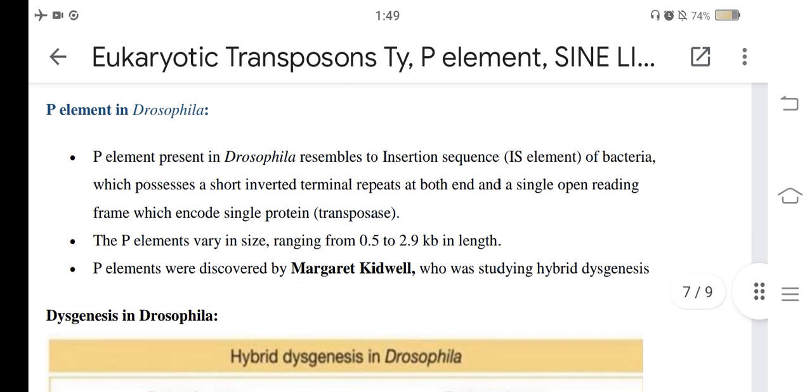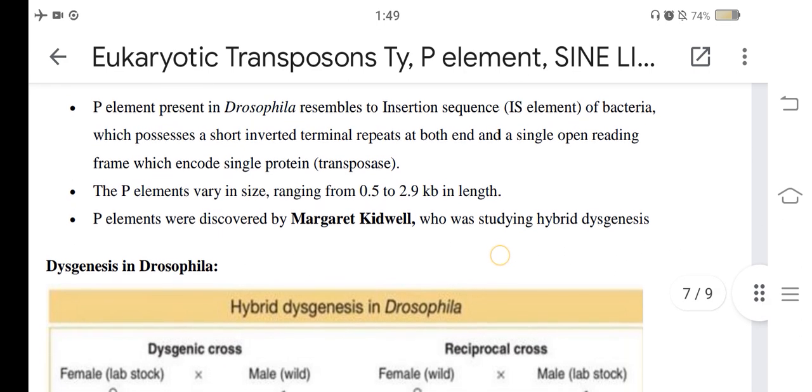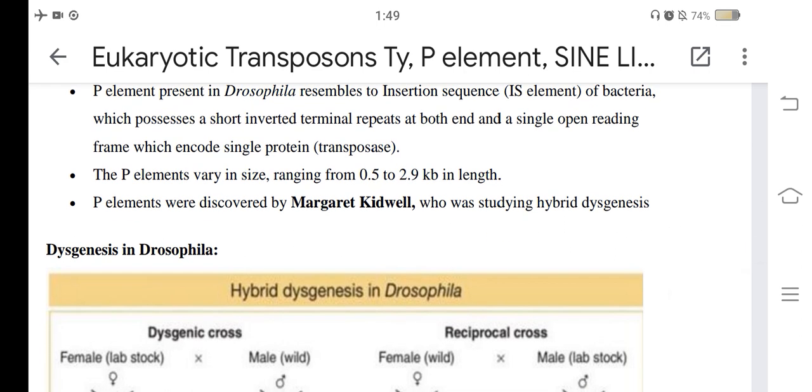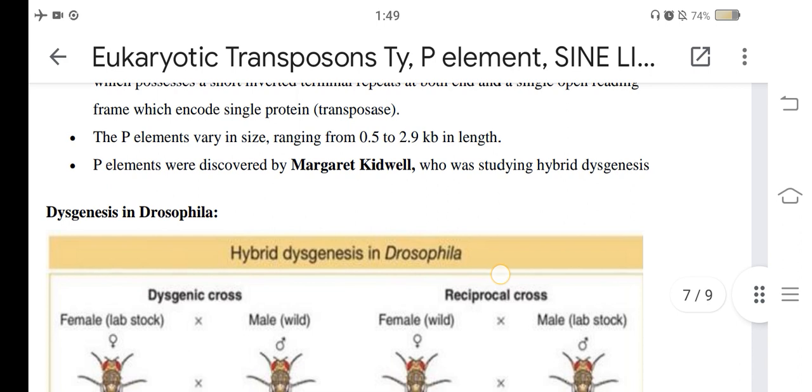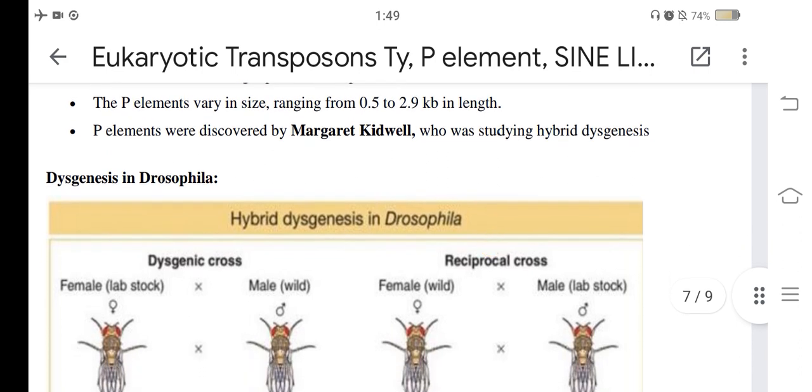The P element present in Drosophila resembles the insertion sequence, or IS element, of bacteria, which possesses a short inverted terminal repeat at both ends and a single open reading frame which encodes a single protein, transposase. P elements vary in size, ranging from 0.5 to 2.9 kb in length. P elements were discovered by Margaret Kidwell, who was studying hybrid dysgenesis.